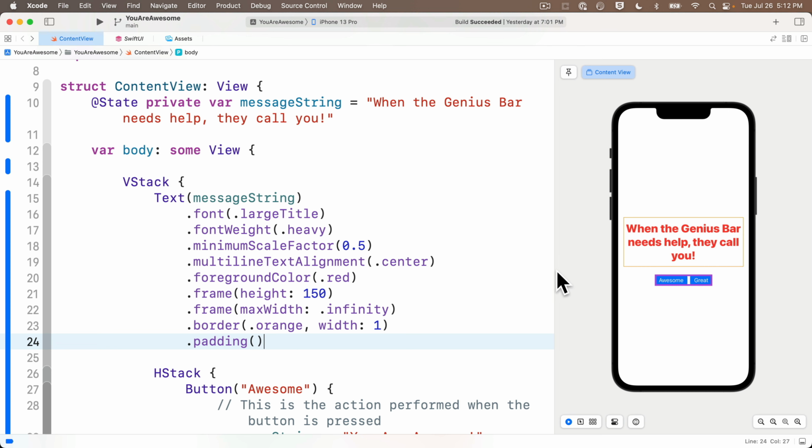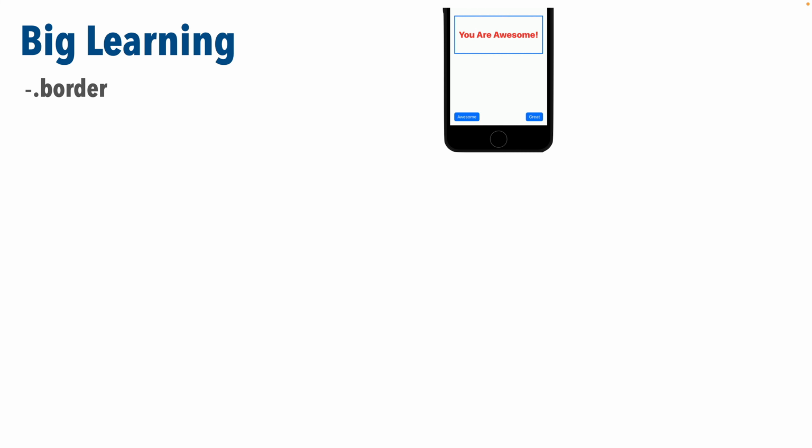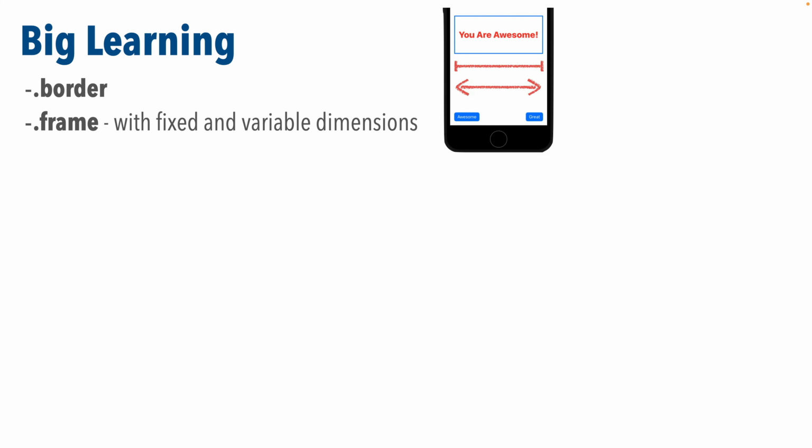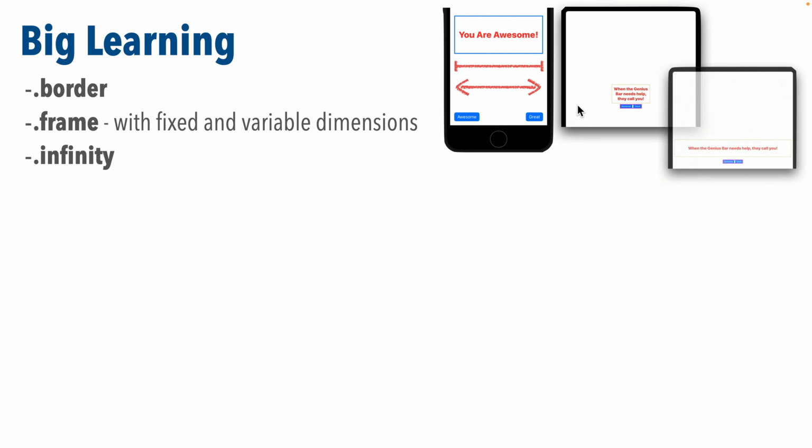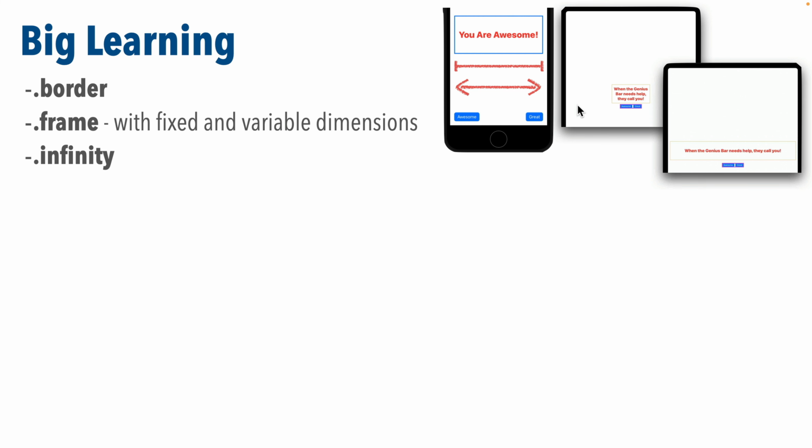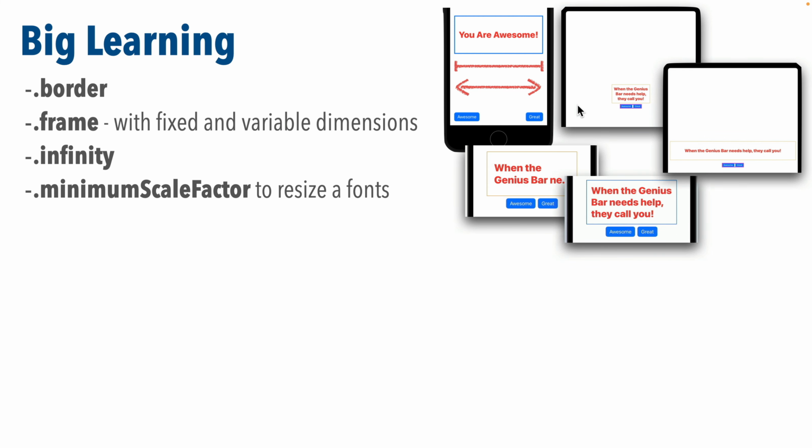Well, we've already learned a lot in this video, and this was only part 1 of our multi-part intro to getting layout right in SwiftUI. We learned about the border modifier, and we added borders to our views so that we can see their size rendered on screen. We learned SwiftUI only uses the minimum space required for views. We learned to use the .frame modifier and how to use both fixed and variable dimensions in our frames. We learned how to set the dimension to the maximum available space using .infinity.